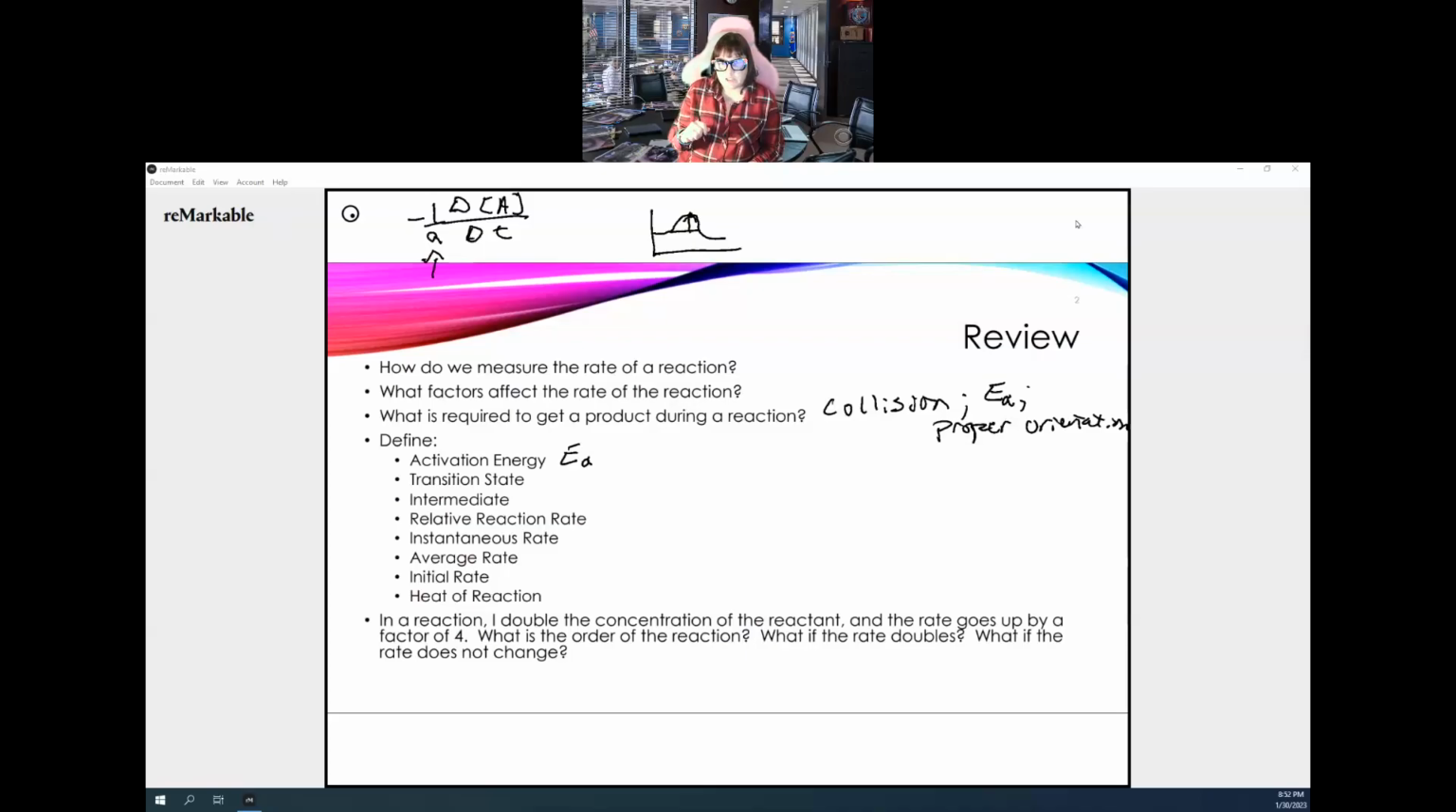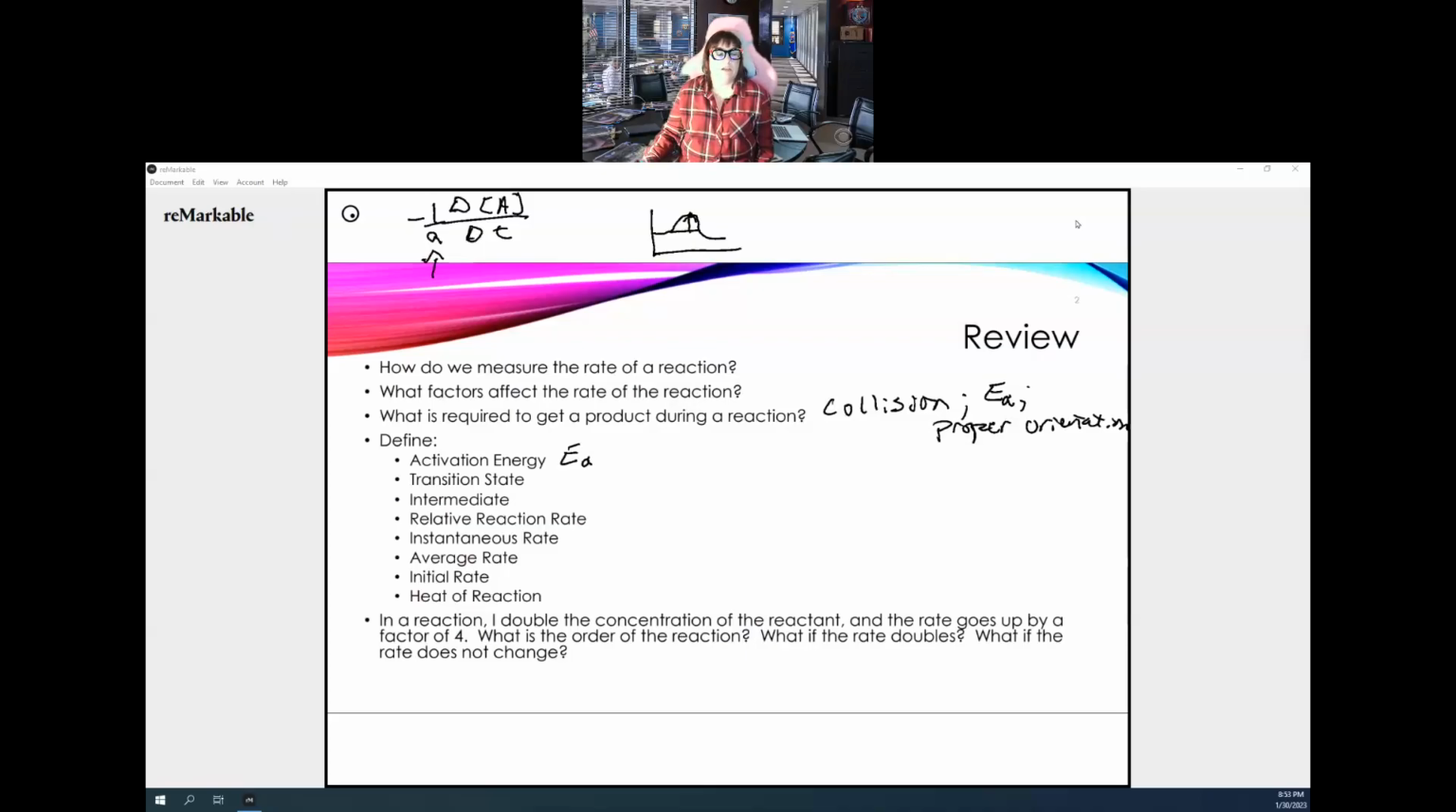We can measure an instantaneous rate as the slope of the line tangent to the curve at any given time. An average rate is the change in concentration versus change in time, and it doesn't matter what the time limit is. An initial rate is the instantaneous rate at the very beginning of the reaction, so time equals 0. The heat of reaction is how much energy it takes to get from my reactants to my products. That's either energy I have to put in, which is endothermic, or energy that is given off, which is exothermic.